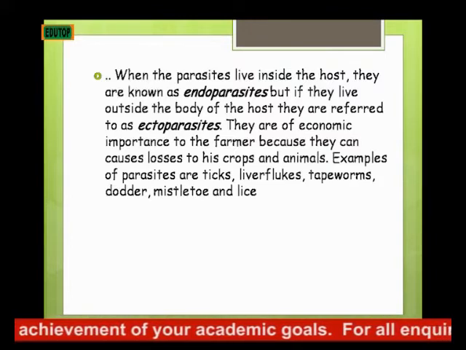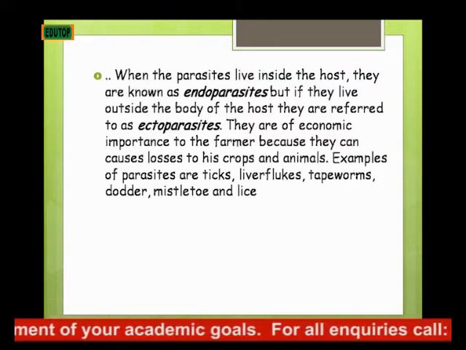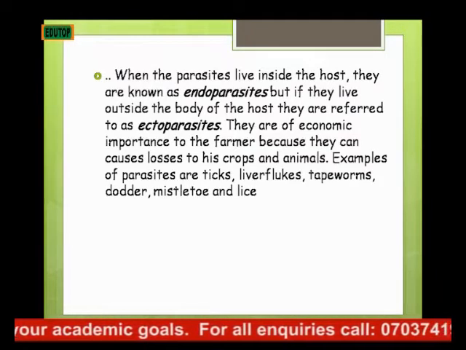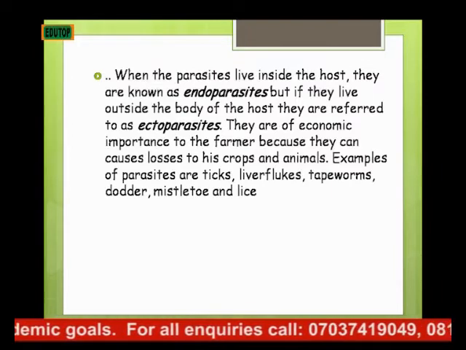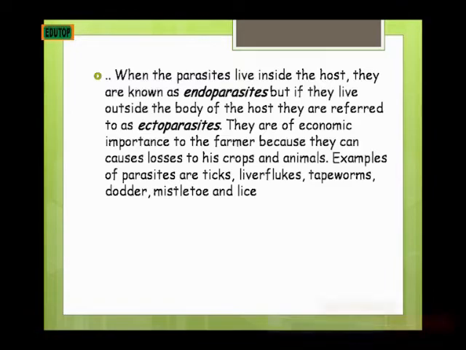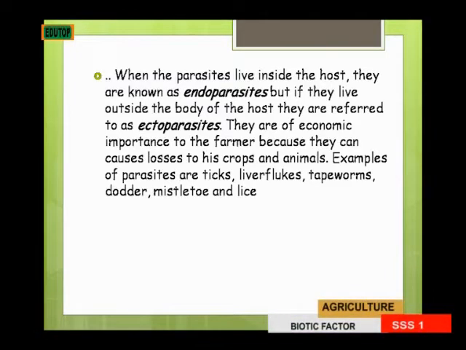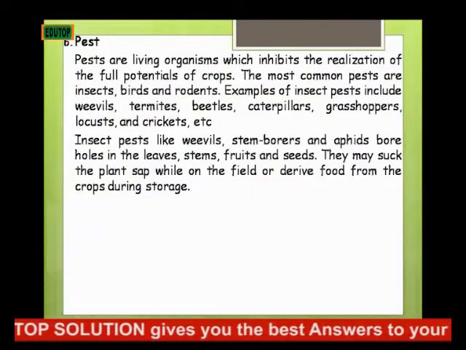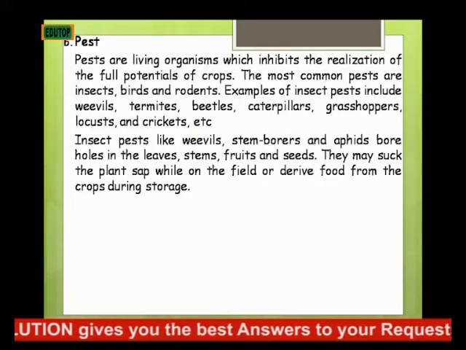They are of economic importance to the farm because they can cause losses to the crops and animals. Examples of parasites are ticks, liver flukes, tapeworm, dodder and mistletoe, and lice. Then we're looking at pests, which is our second biotic factor.